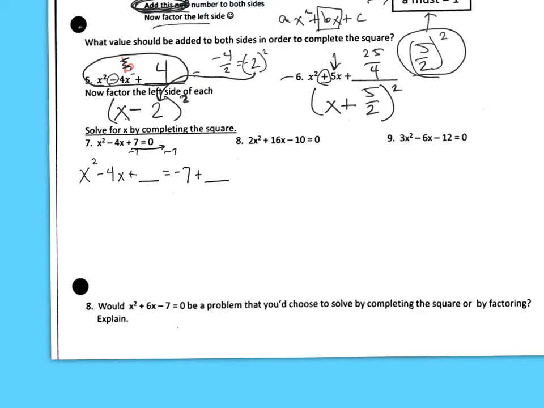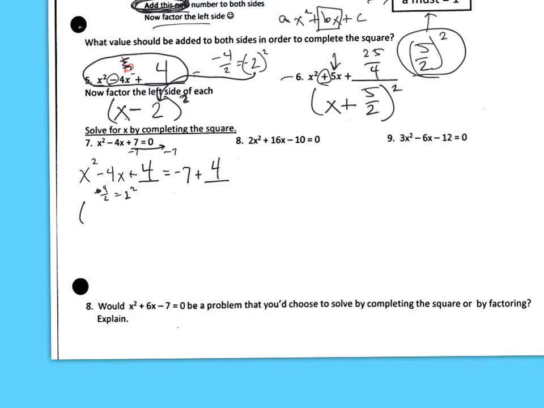You take half of -4. Okay, well, -4 divided by 2. Again, we don't really care about the sign, so you can forget about that. You get 2, and we're going to square it. That's the number that you add to both sides. It's an equation. You've got to keep everything balanced, so add it the same to both sides.